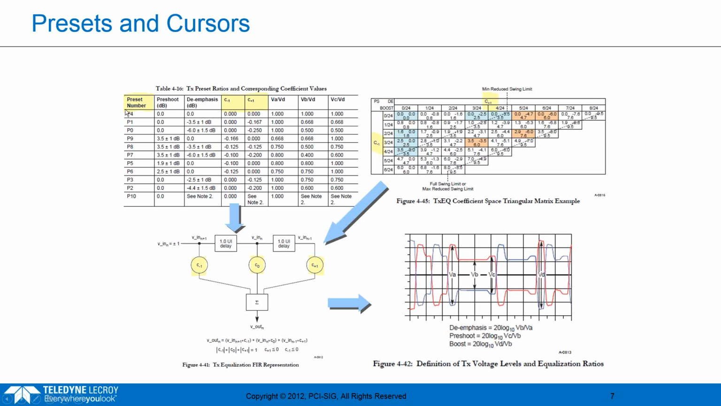Okay, Bharat, if that does not answer your question, please let me know, and we'll take it either additionally here or offline. The next question is from Tariq. How many equalization setting iterations does the system and add-in card go through to optimize the channel?